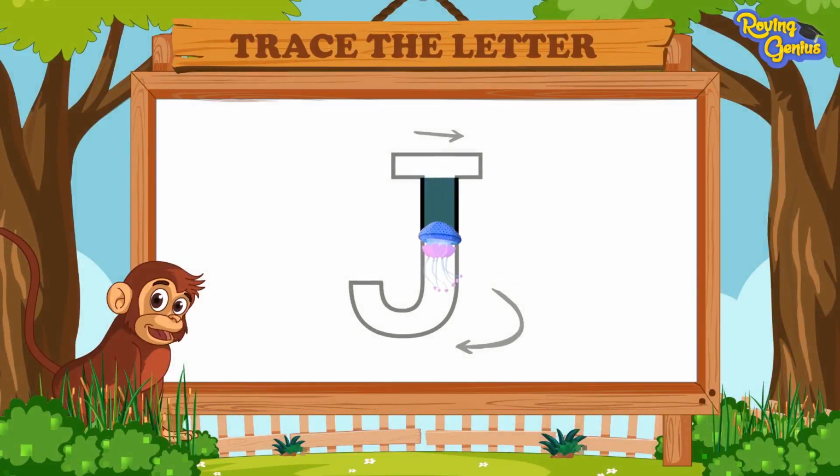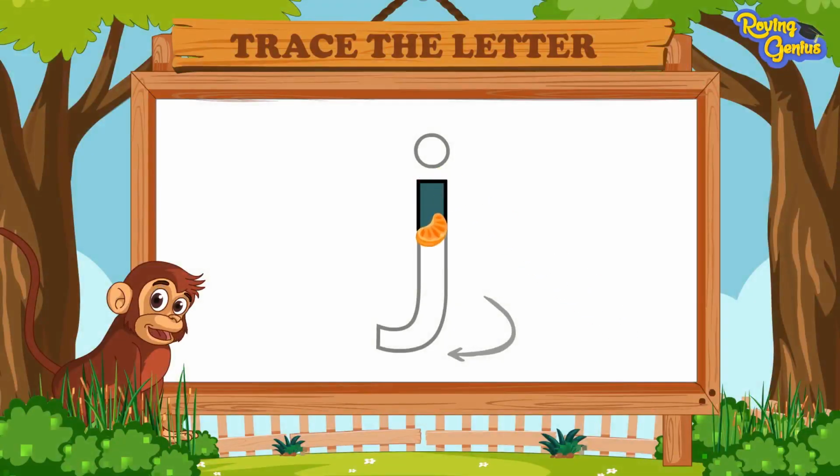Jumping Jack J jumps up and down then curls up. Jack needs a hat because he likes to dress up. Little J is so thin and lean. Jump way down, then add a jelly bean.